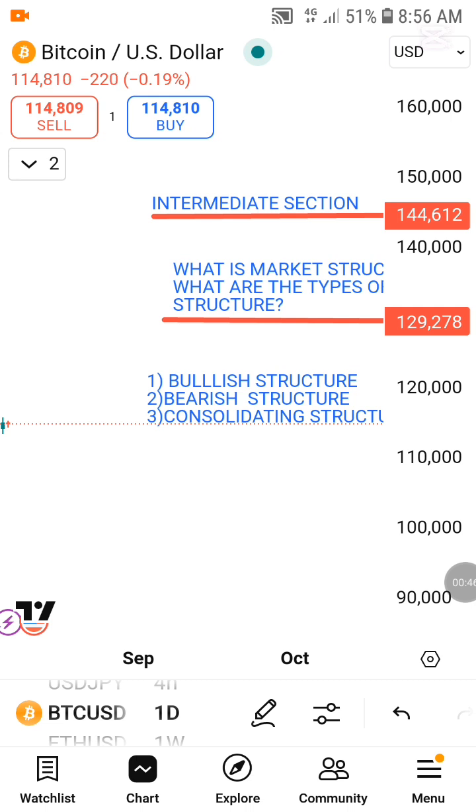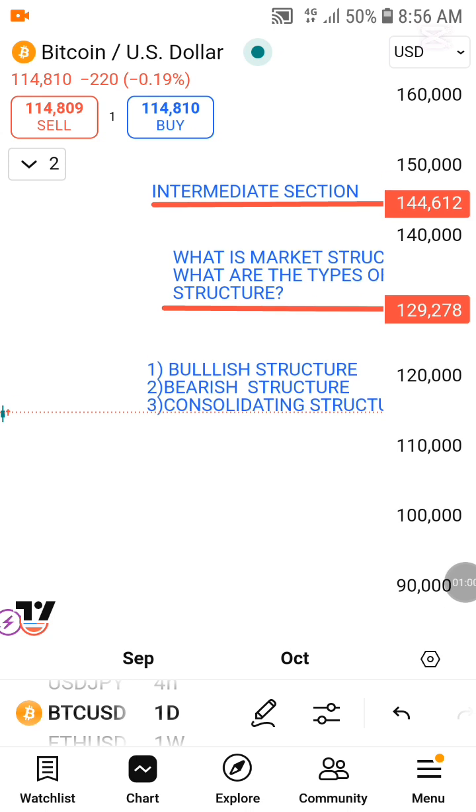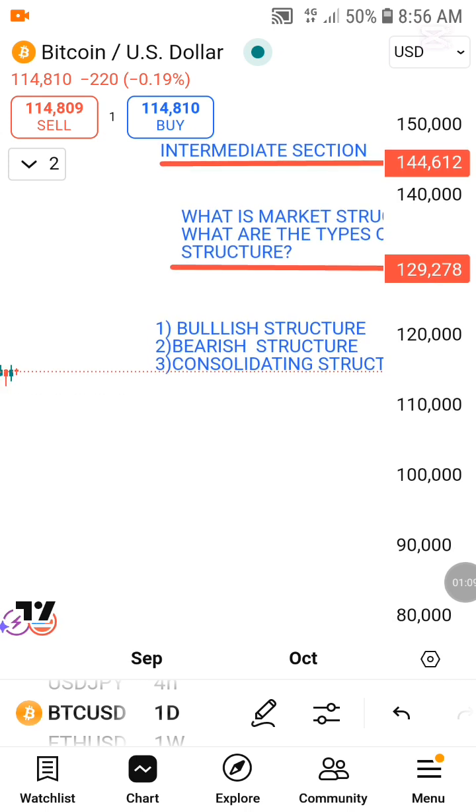We have three types of market structure. We have the bullish structure, which is the buyer in control, and then the bearish structure, which is the seller in control, and then we have the consolidating structure. This consolidating structure is a type of structure whereby the market doesn't have a specific direction. It's moving sideways. So let's go first with the bullish structure.